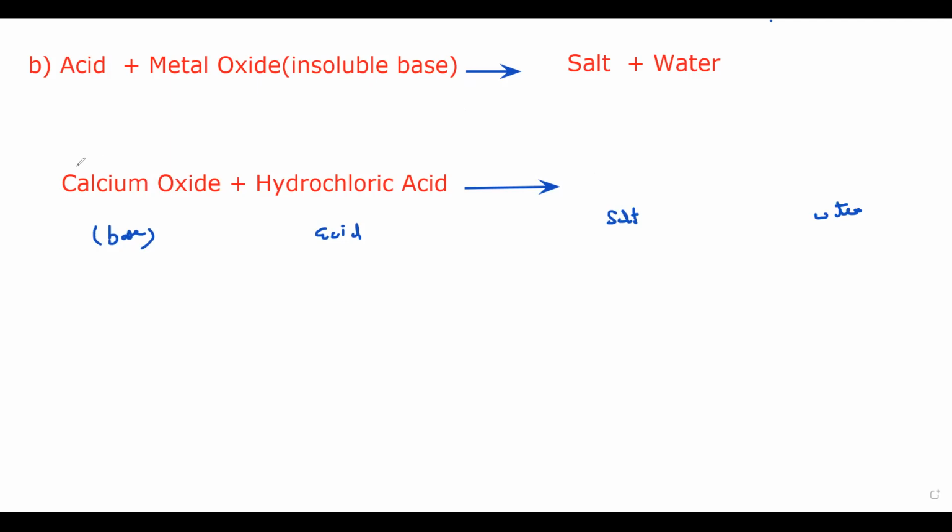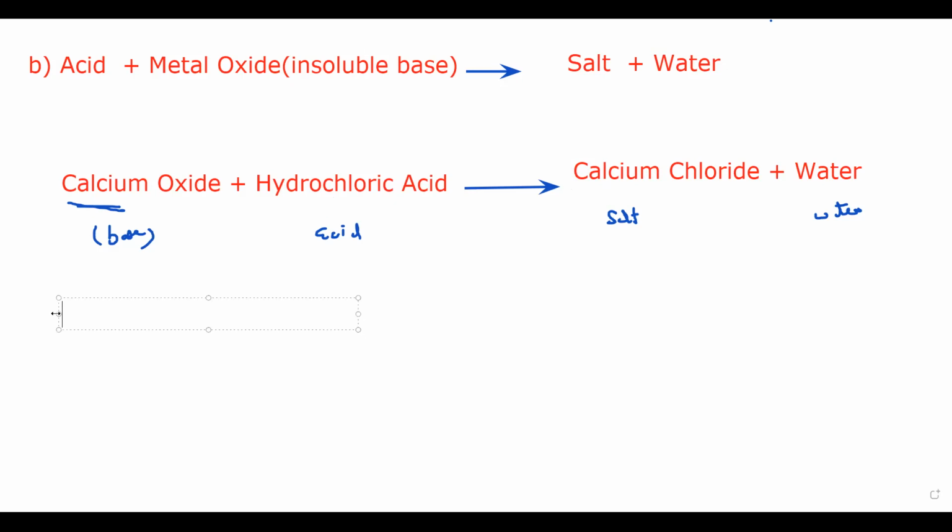So which salt is formed? Always the first name of the salt is a metal. So what is the metal here? Calcium is a metal, so the first name will be calcium. And the second name depends on which acid reacts. If it's hydrochloric acid, then it will be a chloride salt. So the resultant salt will be calcium chloride plus water. So acid plus metal oxide, or metal oxide plus acid, the result will always be a salt plus water.